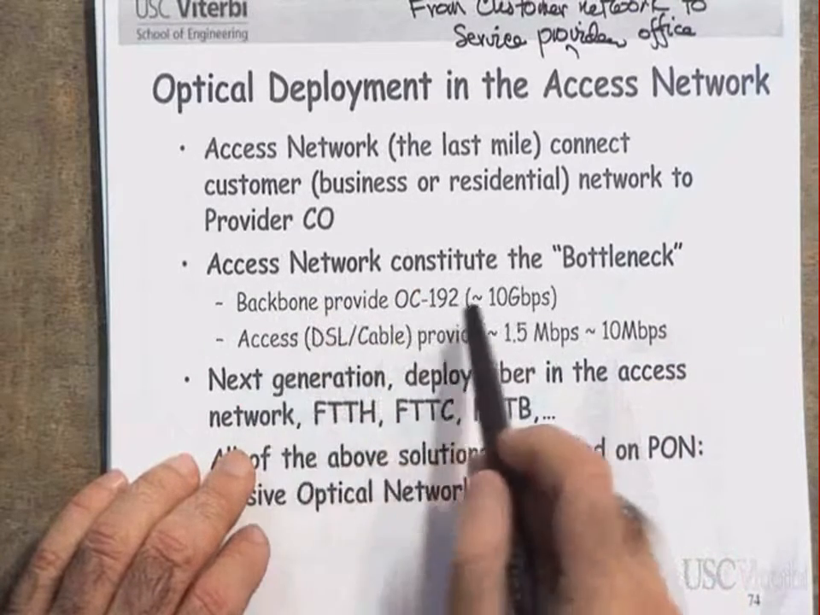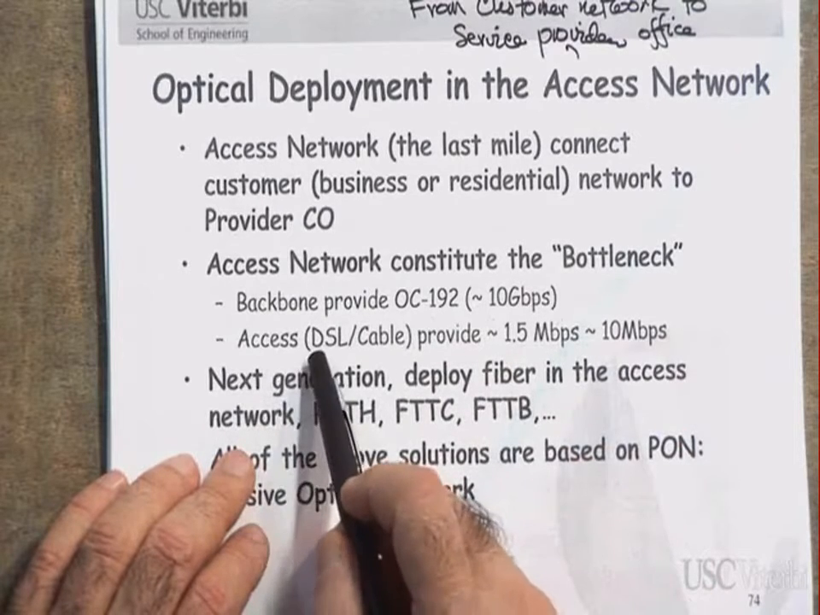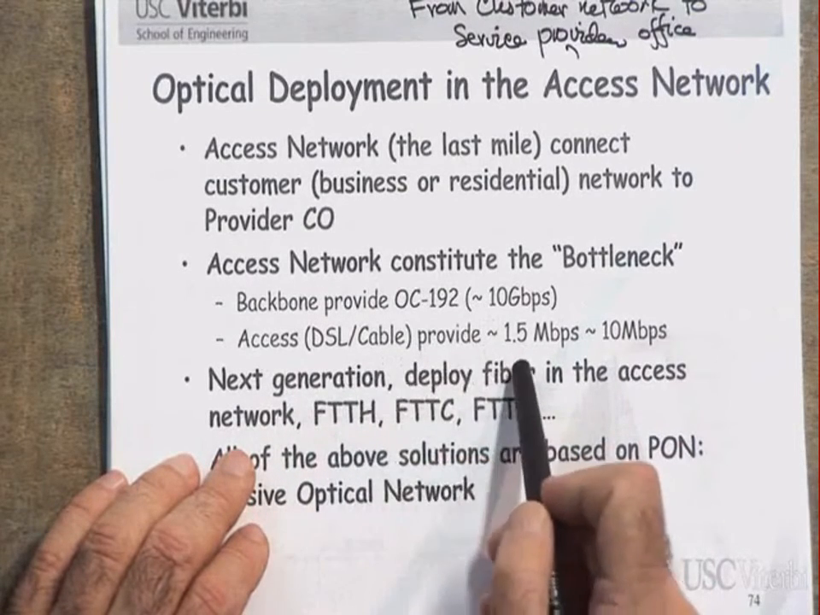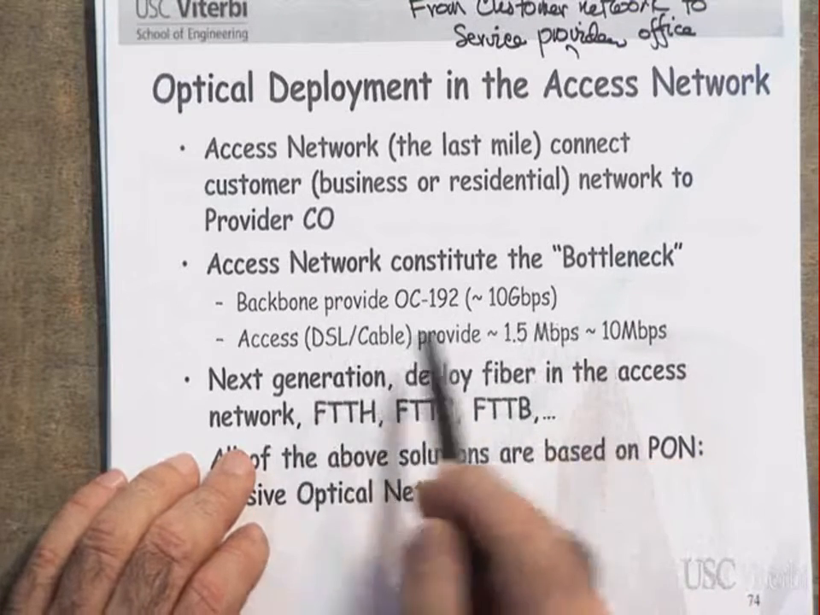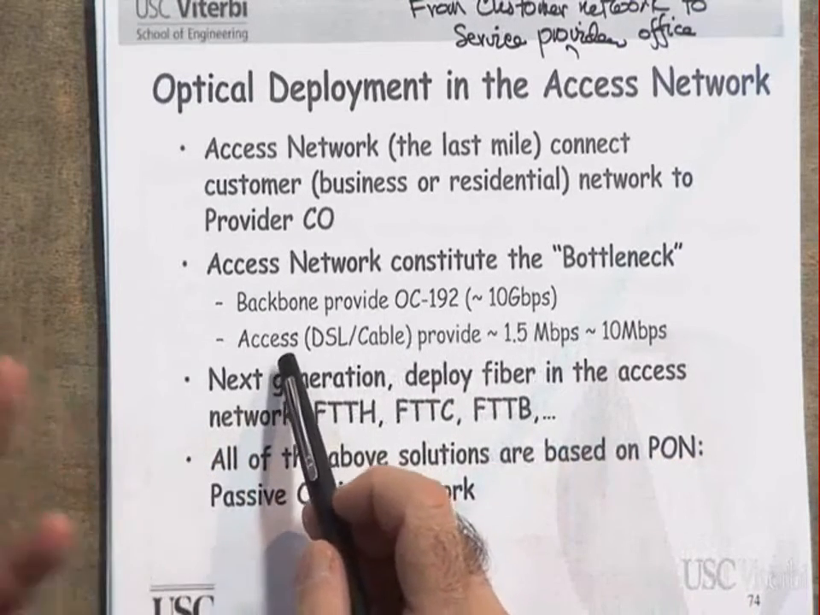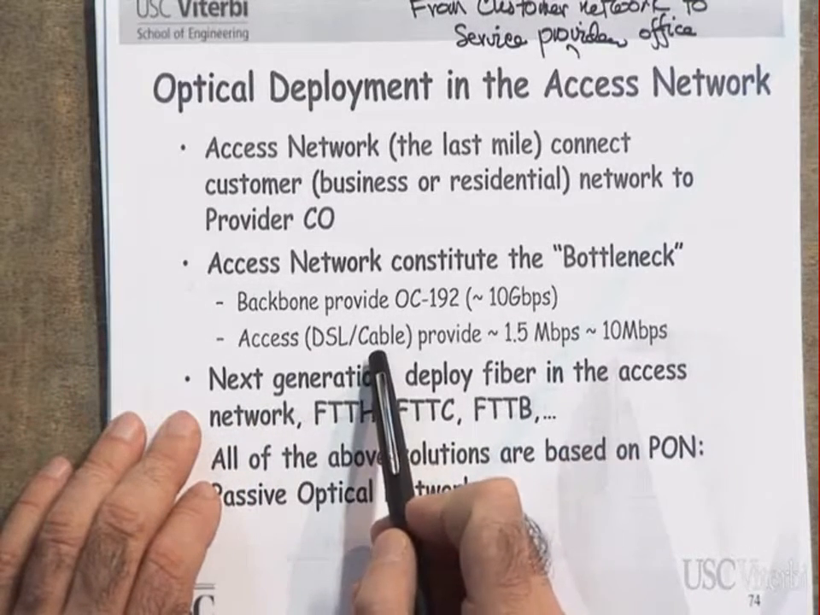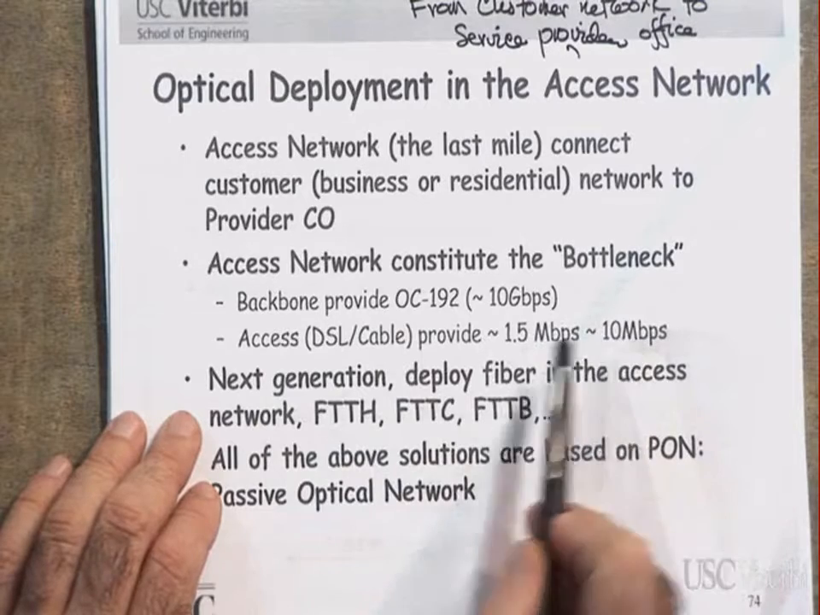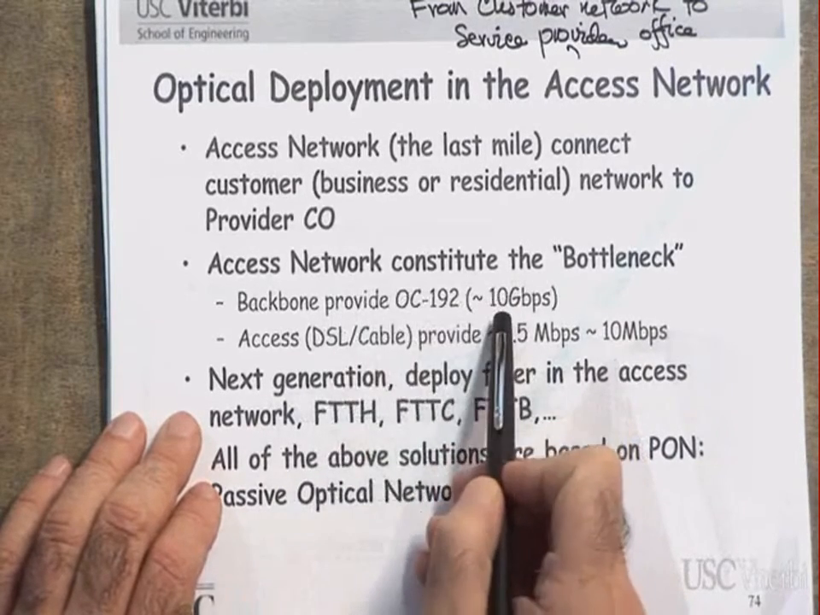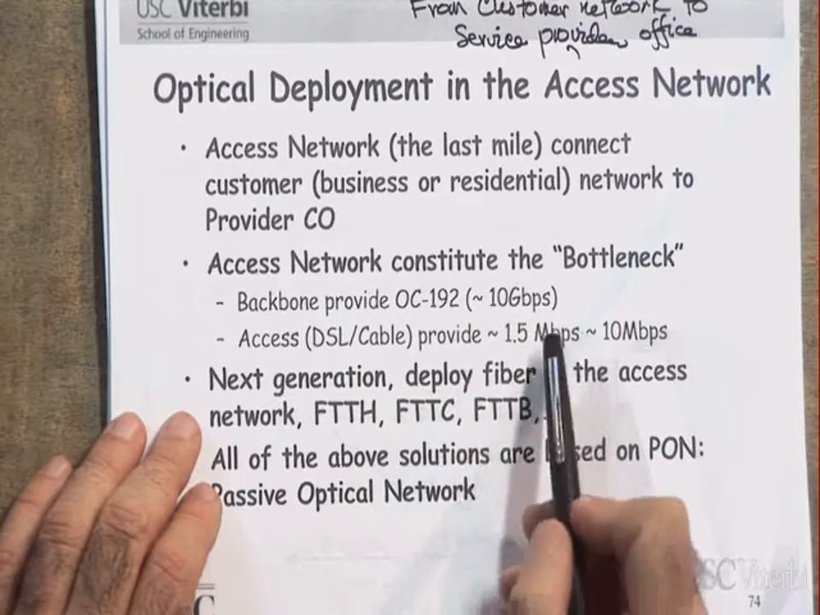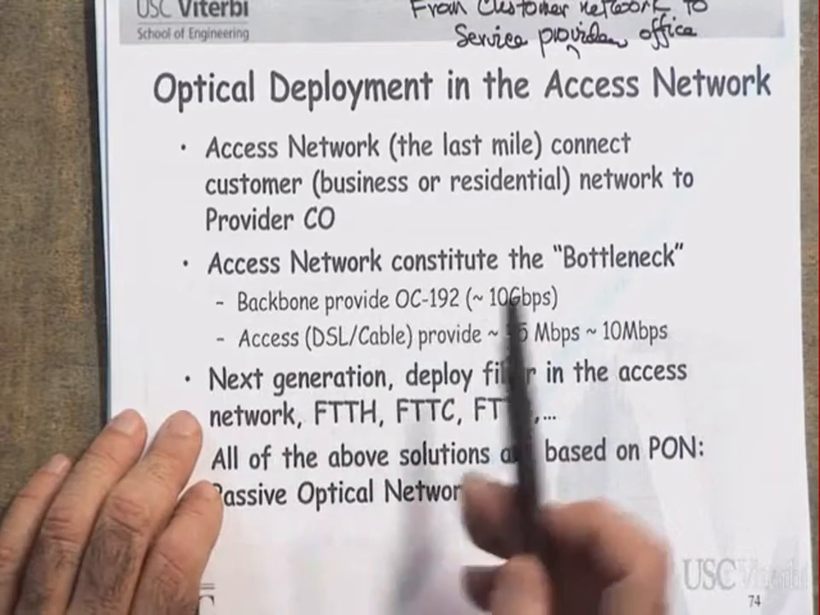The backbone, for example, provides 10 gigabits per second or higher, whereas the access, if you use DSL or cable, provides 1.5 megabits per second, 10 megabits per second. So that is the trend. Currently, most residential customers have either DSL or cable, at rates roughly in this range, whereas the backbone can support 10 gigabits per second. So the bottleneck will always be in the access network.